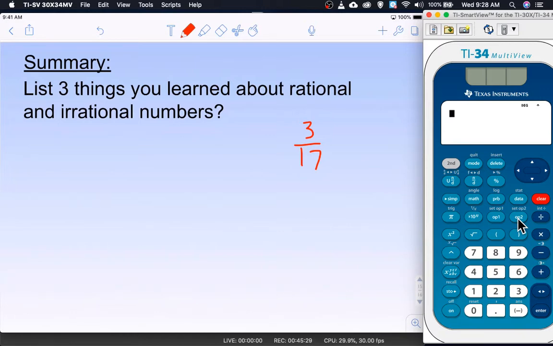You could say how you learned how to compare rational and irrational numbers by changing them all into decimals and then figuring out which ones are bigger and smaller. We learned how to put them on a number line. We learned how to estimate square roots, how to estimate irrational numbers using perfect squares in our charts and tables. You learned what a cube root is and how to estimate cube roots, which could be both rational and irrational. So there's lots of things you could have listed here. I can't even list all the things you could have learned.